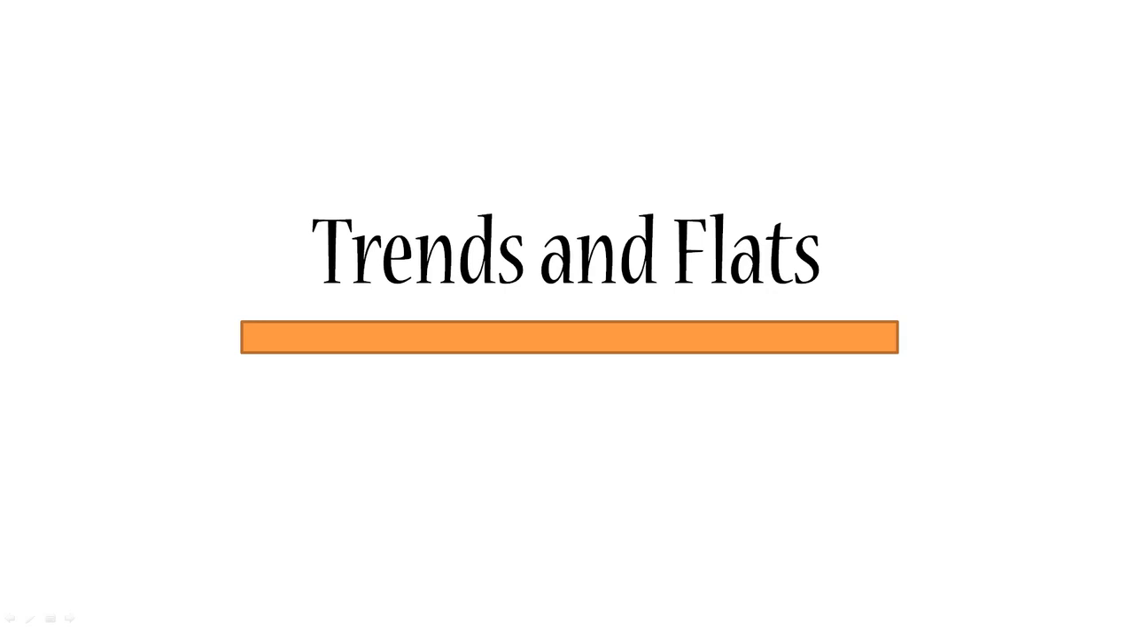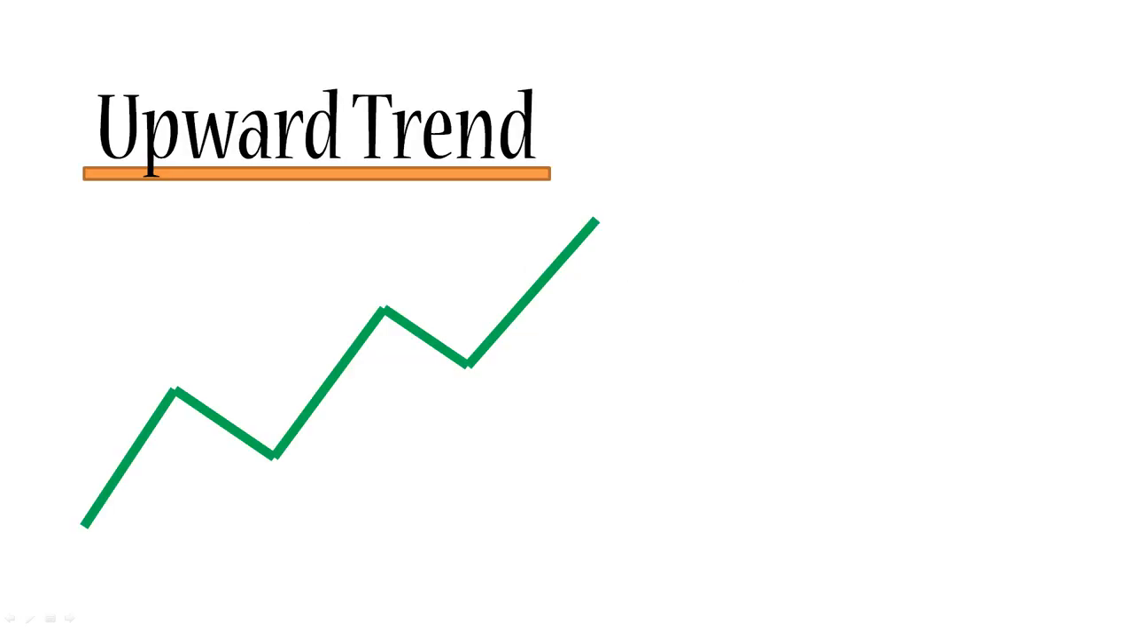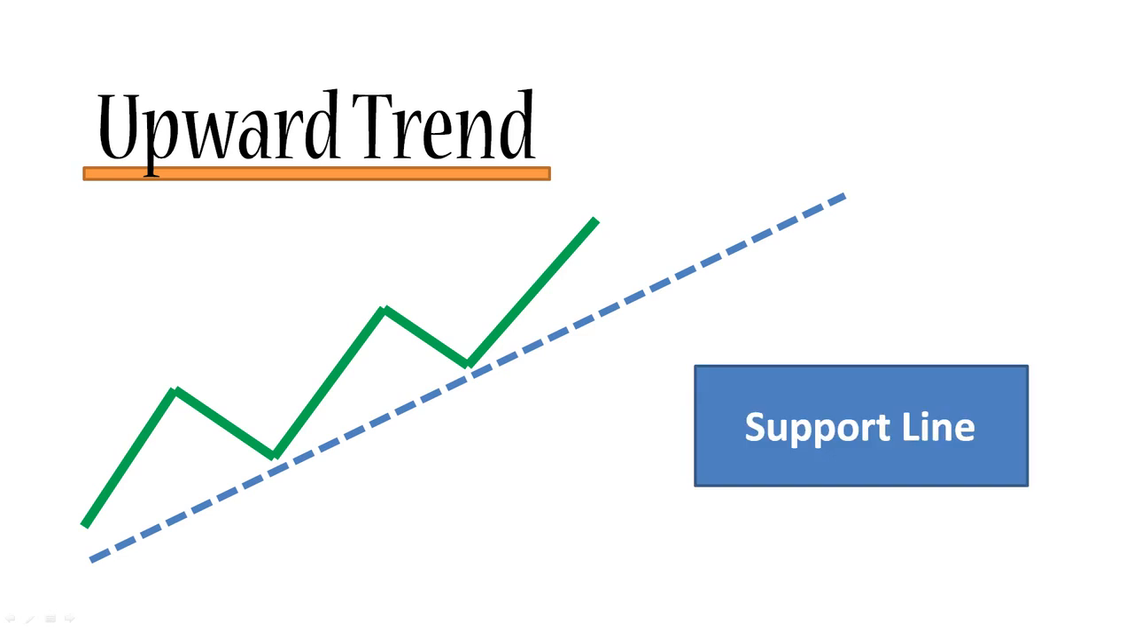Trends and flats. One of the most common themes on the forex market is a trend. Let's try to understand what a trend is exactly. For example, this is how the price has been moving over a certain period of time. Then, as you can see here, we can draw a diagonal line underneath the price, which the price seems to be bouncing off. This line is called a support line.